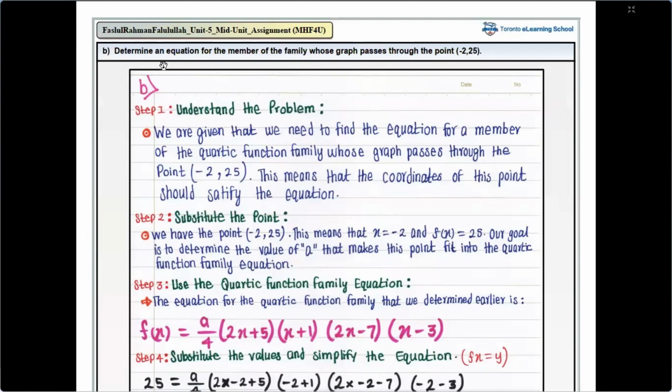Part B, determine an equation for the member of the family whose graph passes through the point minus 2, 25. Step 1, understand the problem. We are given that we need to find the equation for a member of quadratic function family whose graph passes through the point minus 2, 25. This means that coordinates of this point should satisfy the equation.